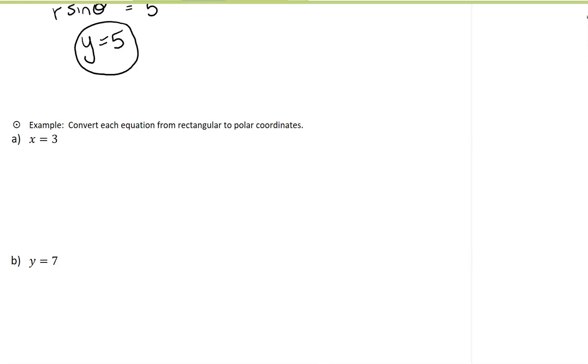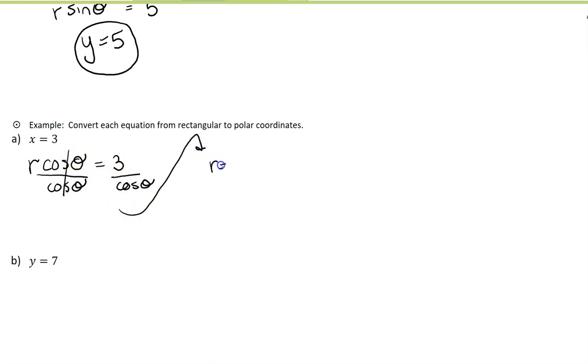So with this one, I've got x equals 3. And if I wanted to convert this from rectangular to polar coordinates, I'm going to turn the x into r cosine of theta equals 3. And your goal is to either get theta equal to something or r equal to something. So r is usually the variable you're going to be solving for. I'm going to divide both sides by cosine of theta, and I get r equals 3 divided by cosine of theta. There's nothing wrong with that, but you can write 1 over cosine of theta as secant of theta. So I'm going to leave this as r equals 3 secant of theta.